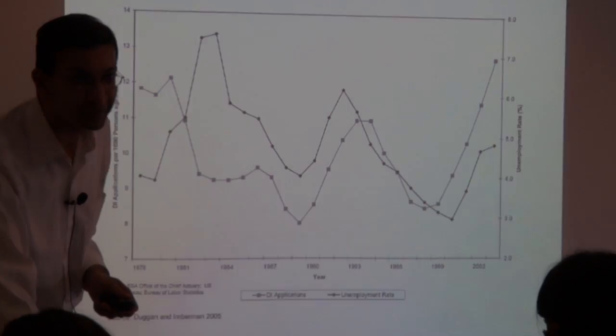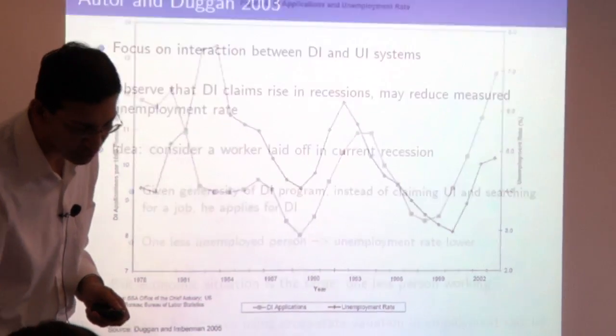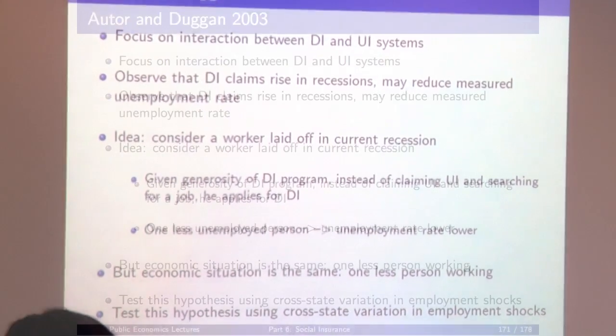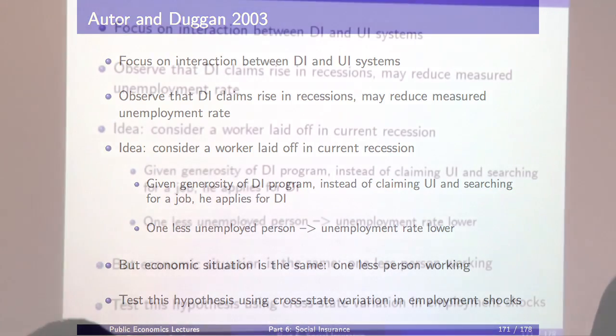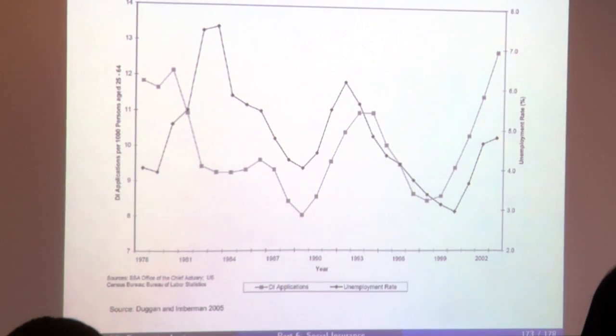Okay, so let's start. Today we're mainly going to talk about externalities and public goods, but I just want to wrap up on the social insurance part with this last paper, the Autor and Duggan paper about the interaction between the DI and UI programs. So we talked about this slide at the end of the last class, where the expansion of DI might lead us to understate the unemployment rate in the current recession. Let's see what that looks like graphically.